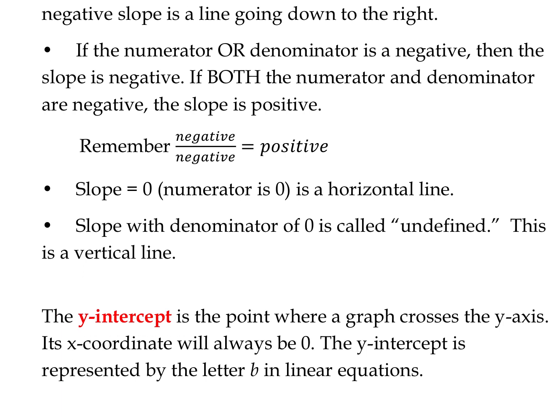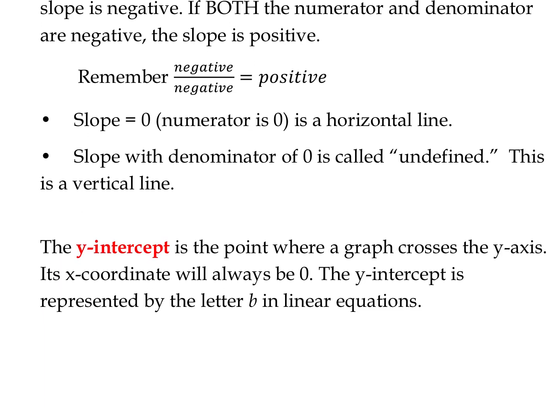In our special cases, if you will, the horizontal and vertical lines. So a horizontal line will have a slope of 0. It's 0 over something. Okay? When the denominator is 0, that is undefined. And a vertical line will have a denominator of 0 and a slope that's undefined when we calculate slope.